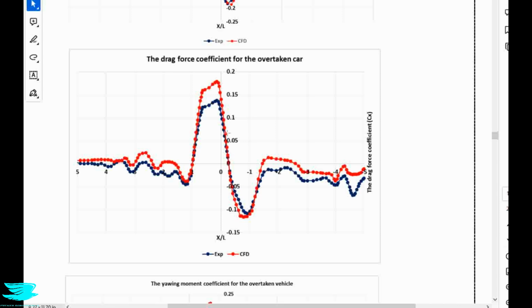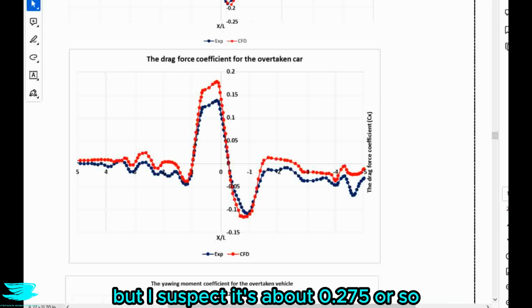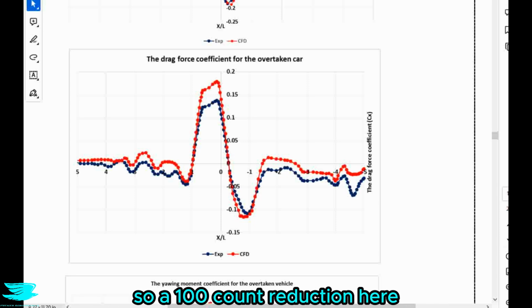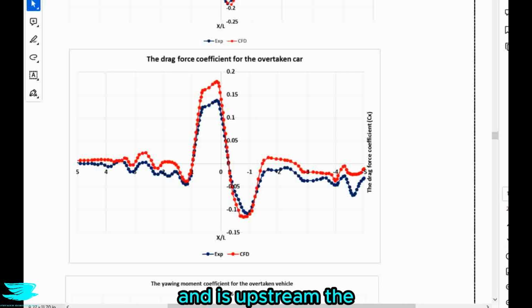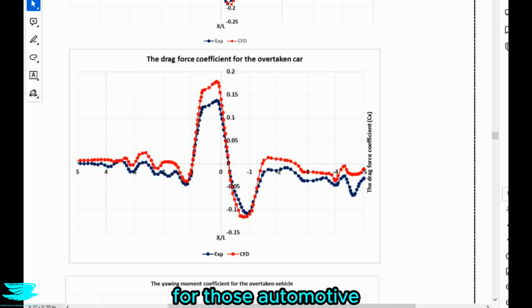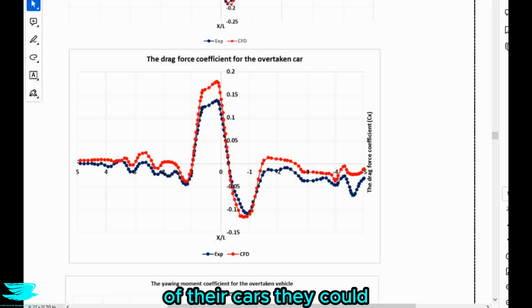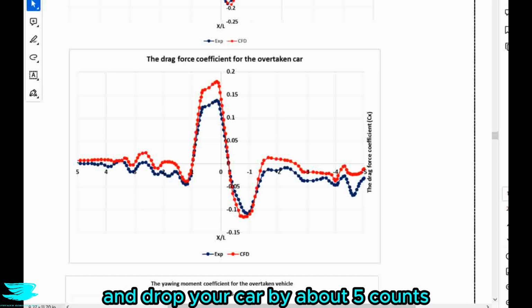That's a huge amount. So I don't know what the drag coefficient of this car is, but I suspect it's about 0.275 or so, which is about typical for an armored body. So a 100 count reduction here or a 250 count change is huge. And even when the overtaking car zooms ahead and is upstream, the overtaking car still experiences a slight drag reduction of about 5 counts. So for those automotive manufacturers that are a little more desperate to reduce the drag of their car, they could always hire people to drive just ahead of you wherever you go really and drop your car by about 5 counts.